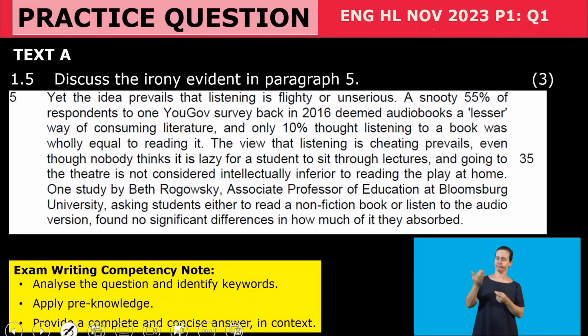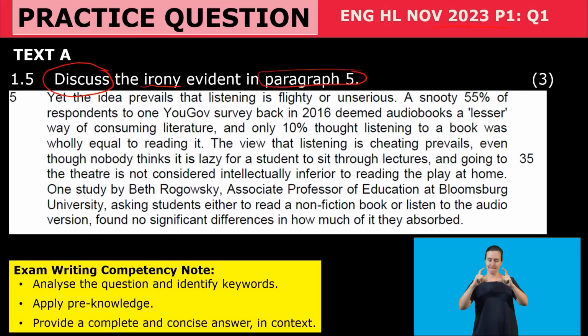Welcome back, grade 12s. Now that we've read the text, let's jump right into answering the questions. Question 1.5 from the November 2023 paper asks, discuss the irony evident in paragraph 5. Remember to underline your verbs of questioning. In this case, it's discuss. What do you have to discuss? The irony, and your textual reference is paragraph 5.